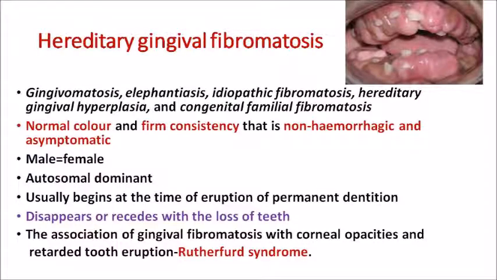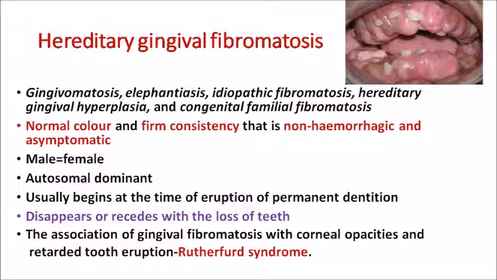Next peculiar gingival enlargement is hereditary gingival fibromatosis. It has many synonyms: gingivomatosis, elephantiasis because of the elephant-like big swelling, idiopathic fibromatosis because etiology is unknown, hereditary gingival hyperplasia because it is hereditary, and congenital familial fibromatosis because it may be present from birth or congenital. Okay, so look at the figure also. Normally, the gingiva has normal color and firm consistency. It doesn't bleed, it is non-hemorrhagic, and it is asymptomatic. Other than that, it is enlarged, but it is not showing much in the way of symptoms. Okay, no predilection.